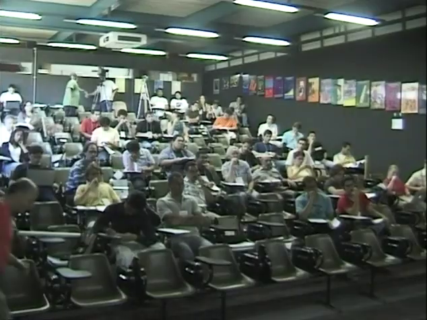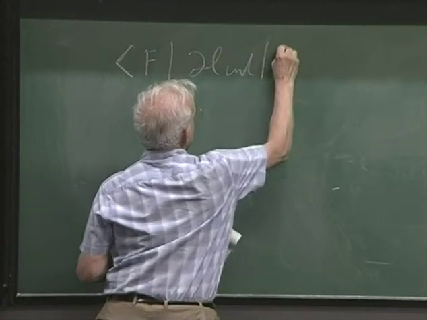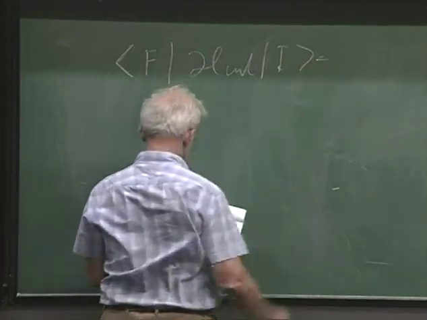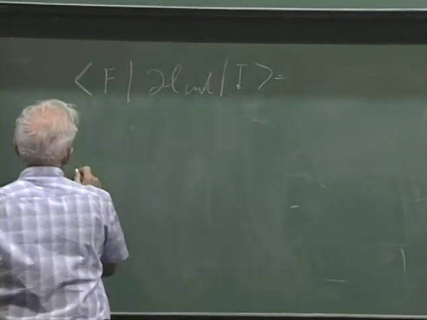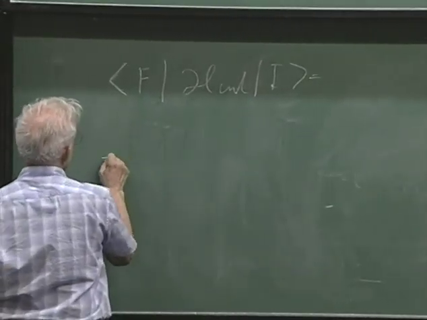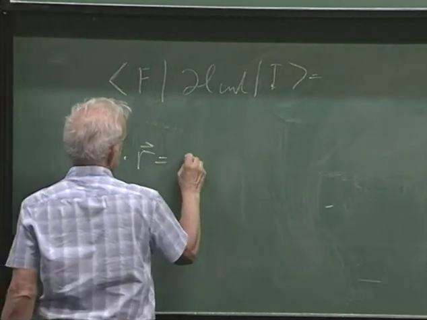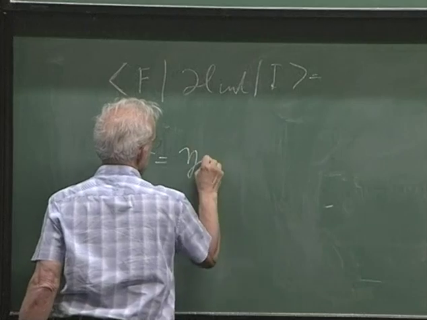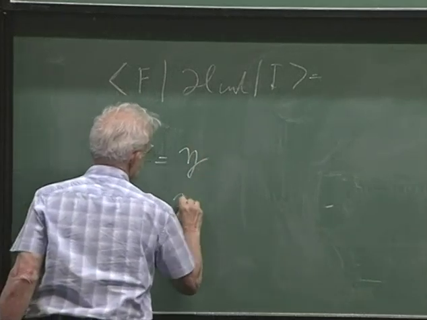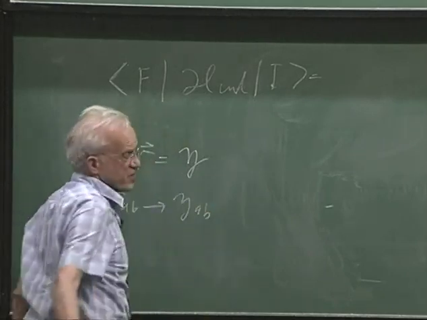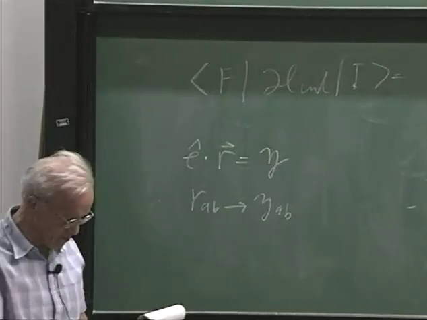The final state, the interaction Hamiltonian, and the initial state is just going to be equal to, well, we're going to take, at least for now, that E dot R is simply going to be equal to Z. So R_AB simply goes over to Z_AB. This is just to follow the notes and to make it a little bit simpler to write, but we can put back the full polarization later if we want.